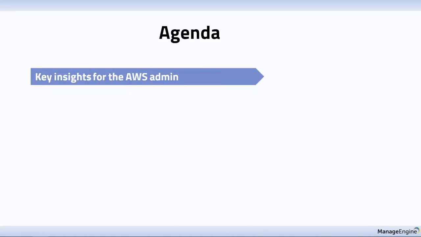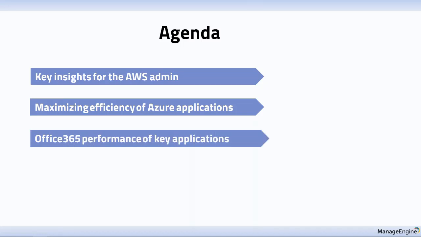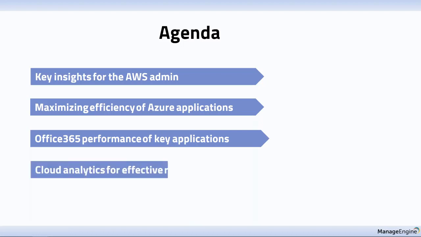First up, we will be seeing key insights for the AWS admin, followed by maximizing efficiency of Microsoft Azure applications. And then we will discuss how Office 365's performance metrics are monitored. And lastly, we will see effective resource planning tips for cloud monitors.